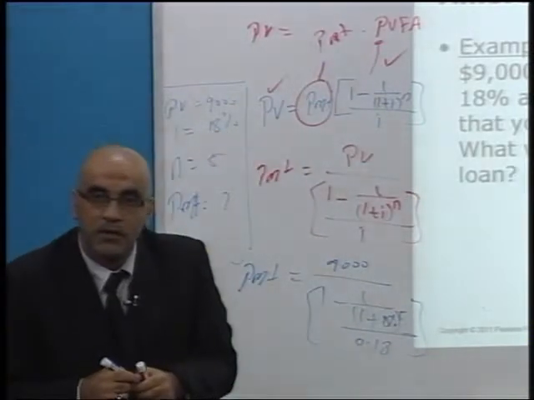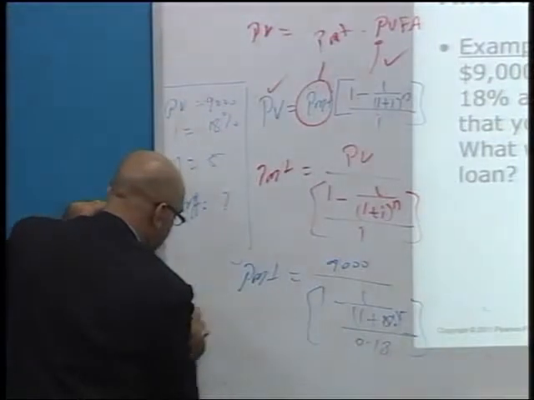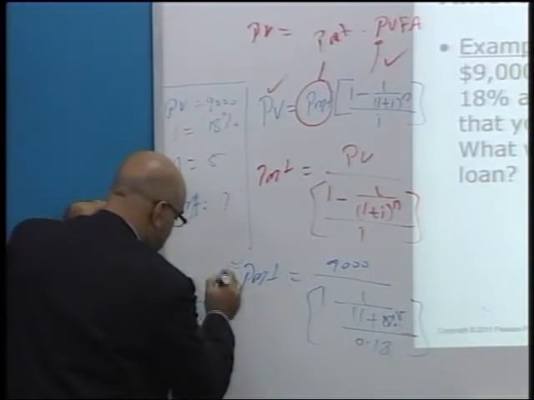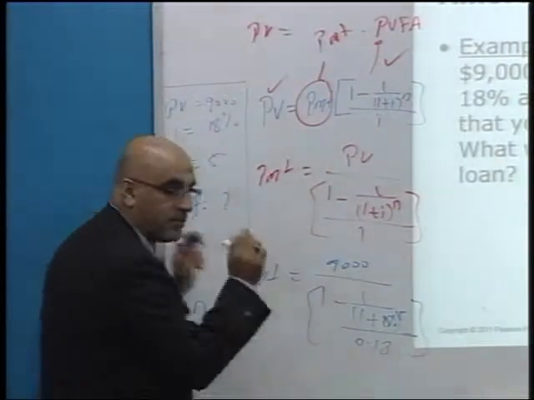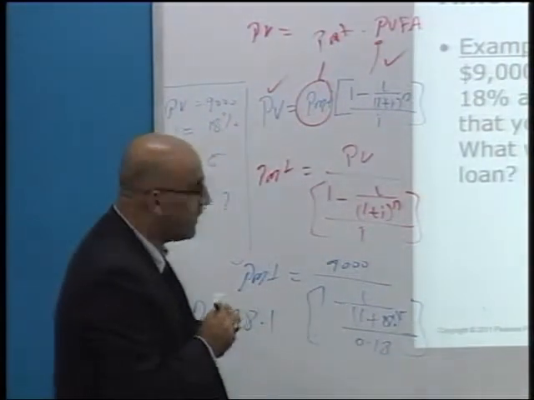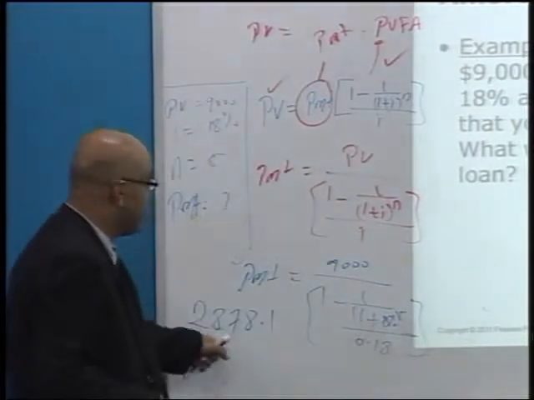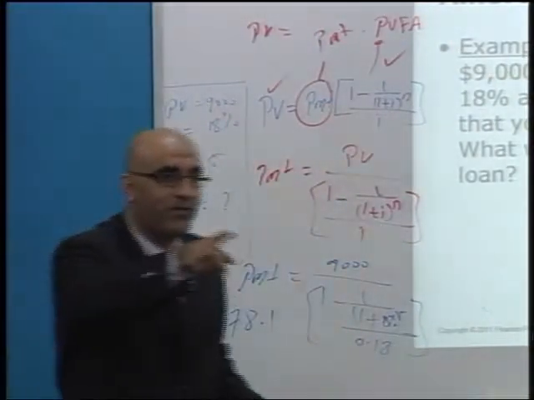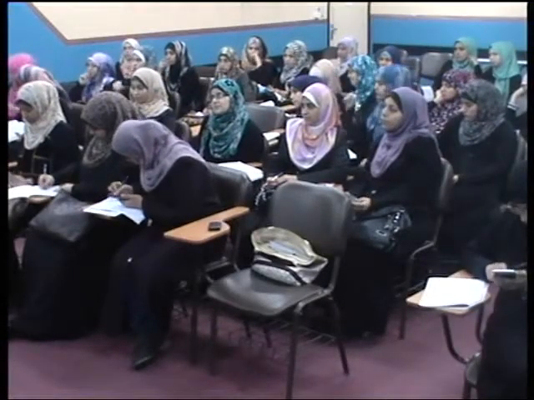The result is 2,878.1. Okay, let me double check your answer. How many students guess this answer? 2, 3, 4, 5, 6, 7, 8, 9. Okay, so 9 students.